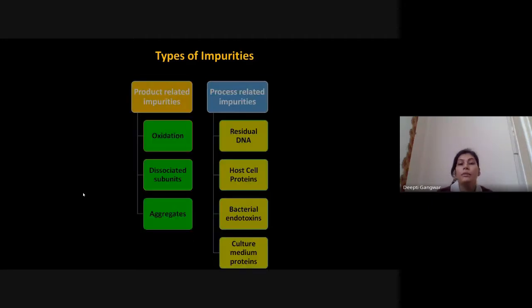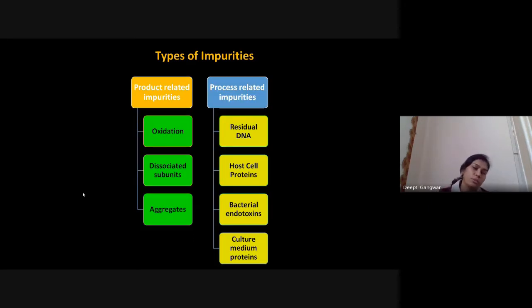In biopharma, or even in small molecules, when we talk about impurities, there are basically two different sections of impurities. You have the product related impurities, and you have process related impurities. I'll try and explain them one by one. When we talk about product related, as the name itself is very suggestive, it is something which has been generated from your product itself.